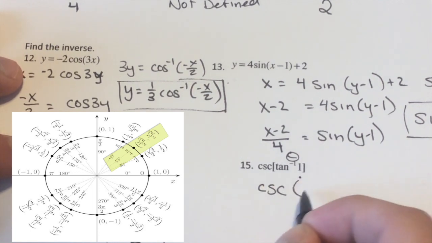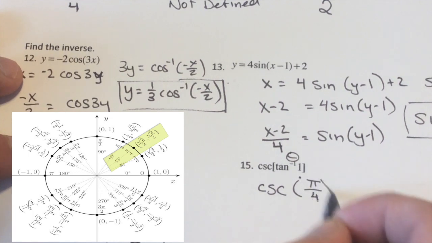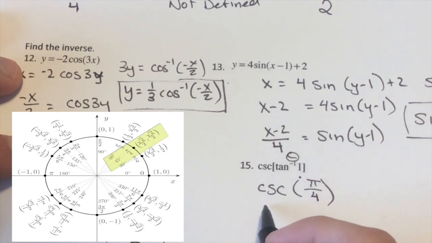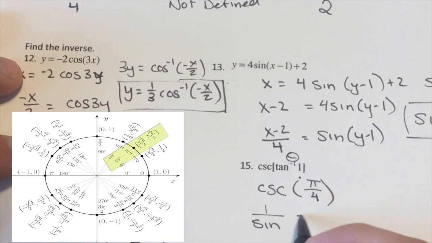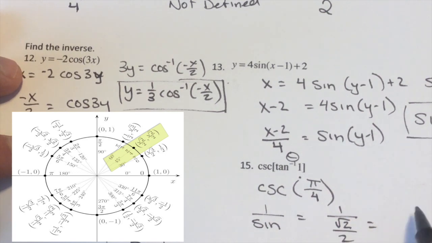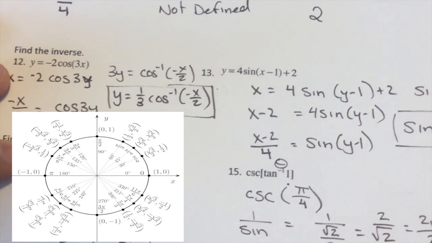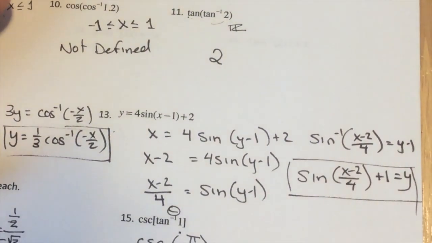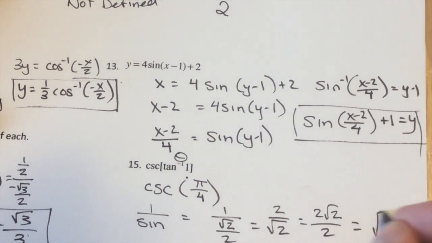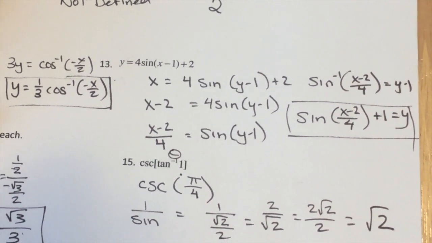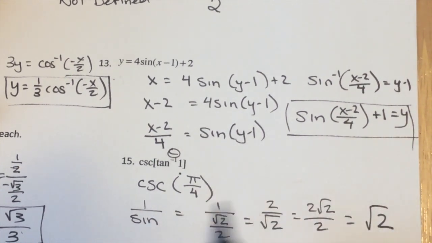So we're saying, what is the cosecant of pi over 4? Well, we know that cosecant is 1 over sine. So this is really saying, what is 1 over the square root of 2 over 2, which is 2 over root 2, which if we rationalize that, that's 2 root 2 over 2, which is the square root of 2. That's finding the exact value. Now we're going to move to the second page. We're going to finish up the last bits of problems, and we'll go on from there.